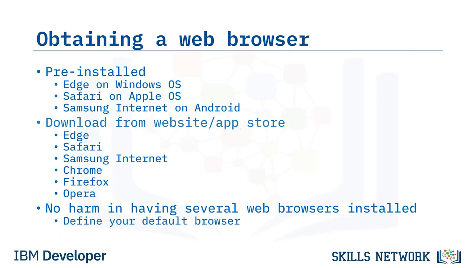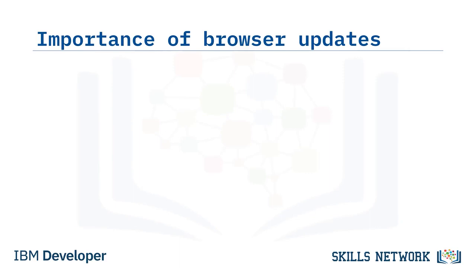In any case, you will likely be asked by the operating system at some point to define your default browser. And this is the one the operating system will automatically use when you click a link in an app or an email, for example. You are probably already aware that it is important to keep your operating system and software applications up to date. Well, the same is true for your web browsers too.